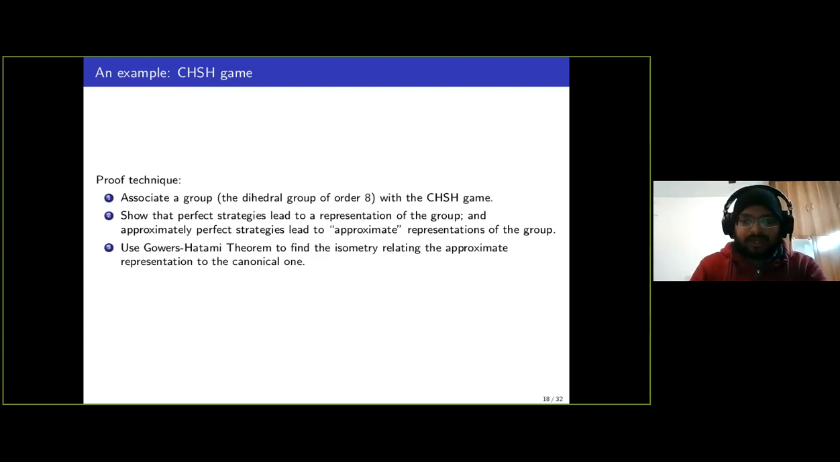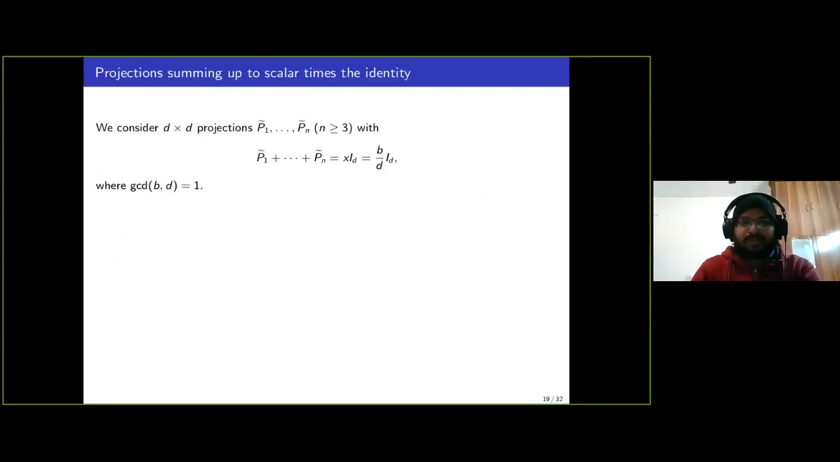In our work, we do not work with a game, but with the strategies and the correlations obtained from the strategies. So we start with, say, n projections of size d cross d. These projections have the nice property that if we sum them up, we get some scalar times identity. For the sake of clarity, let's take this scalar to be some fraction b over d, in lowest terms.